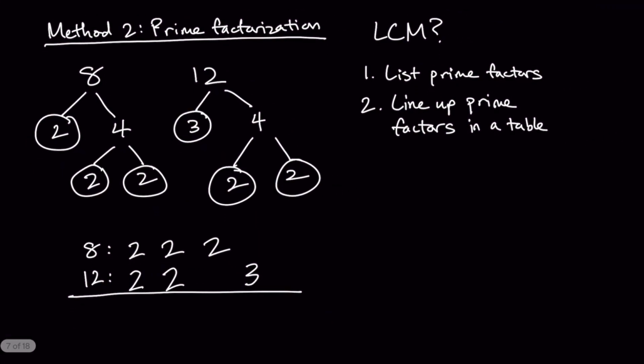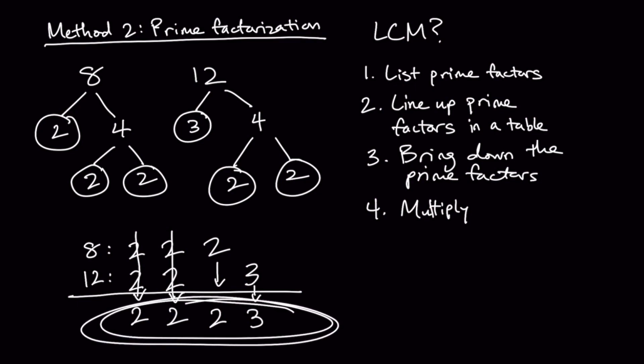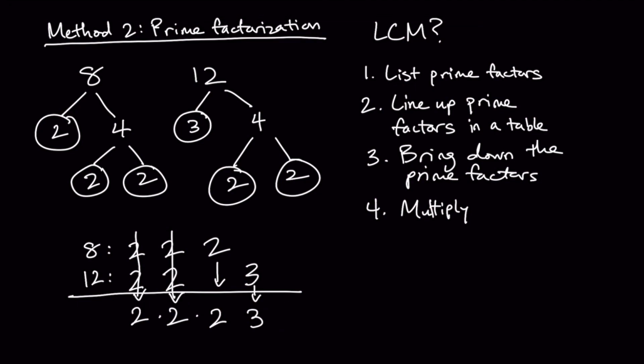And then we bring down the common numbers. So these become a 2, these become a 2, we bring down this 2, and we bring down this 3. And then our last step is to multiply the resulting prime factors down here. So 2 times 2 times 2 times 3 will give us the LCM of 24.